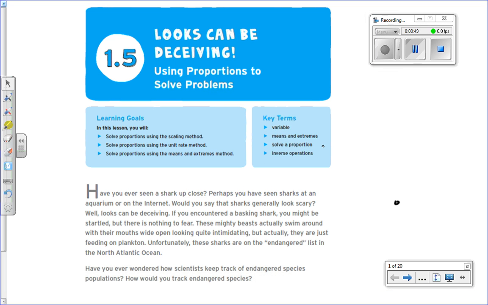The key terms that you will need to update are variable, means and extremes, solve a proportion, and inverse operations. So let's go ahead and get started.